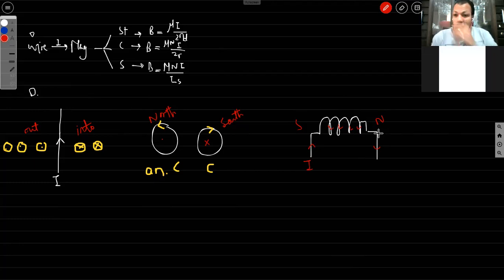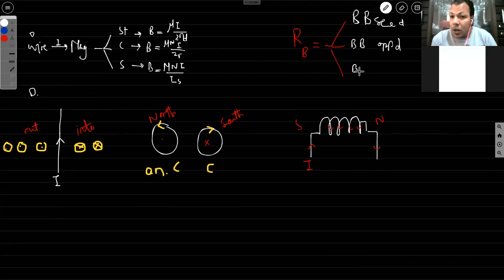Great. What will happen if we have two magnetic fields and we need to find the resultant B? So again, this is the value, this is the direction. They were all very, very important. Why? Because the resultant B has three cases. Either the two B's are in the same direction, or the two B's are in opposite directions, or the two B's are perpendicular.